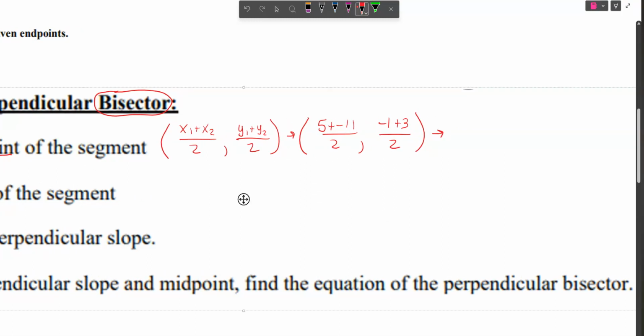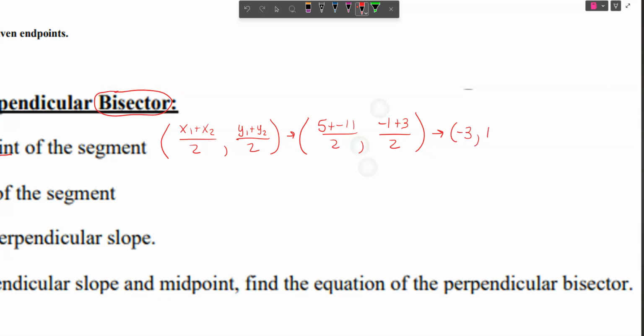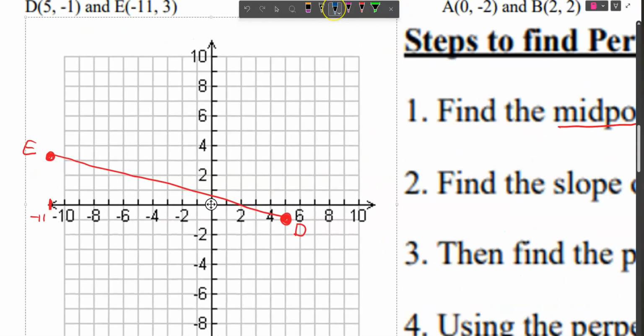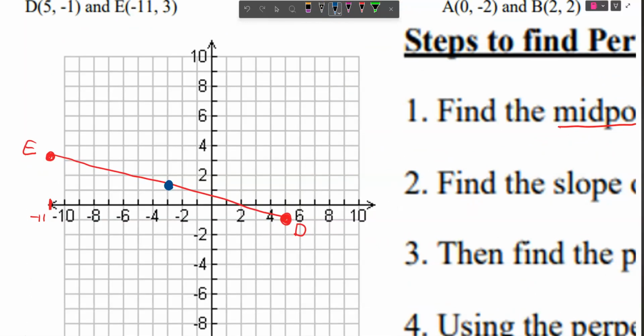So we'll go ahead and find these, and I'm just going to draw it here. So when we plug those in, 5 plus negative 11 is negative 6, divided by 2 is negative 3. The other is going to be, what's that, 2 divided by 2, or 1. So my midpoint, the middle of that segment, is located at negative 3, comma 1. So let's go ahead and plot that. I'll use a blue marker for that. And there it is, okay? So there is my midpoint.